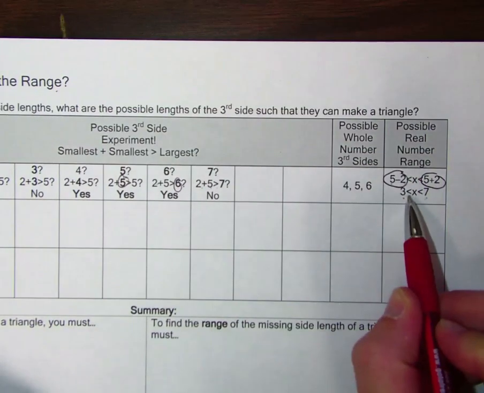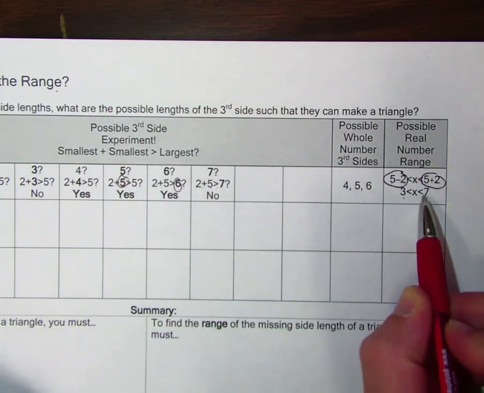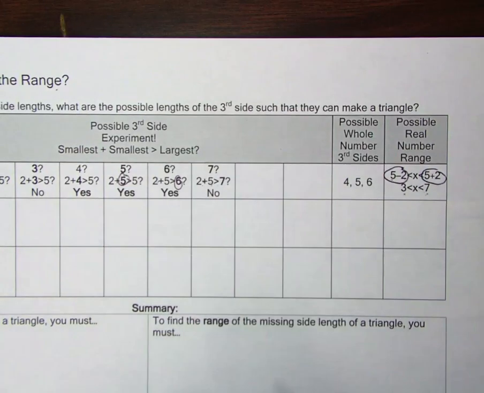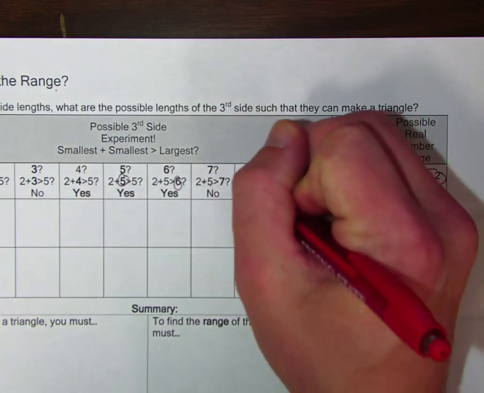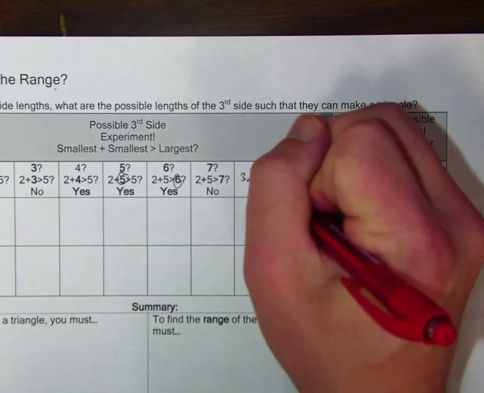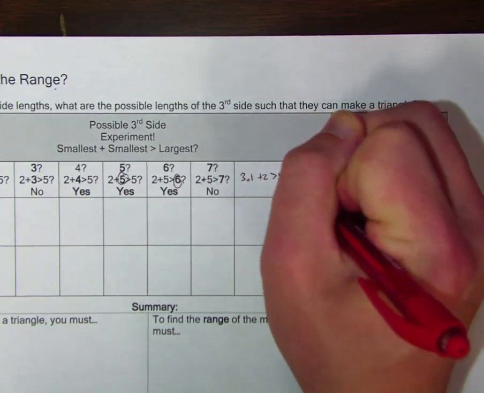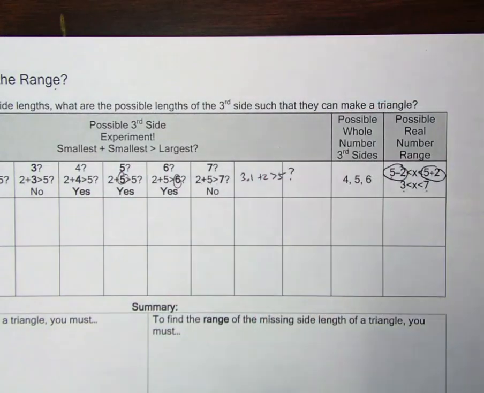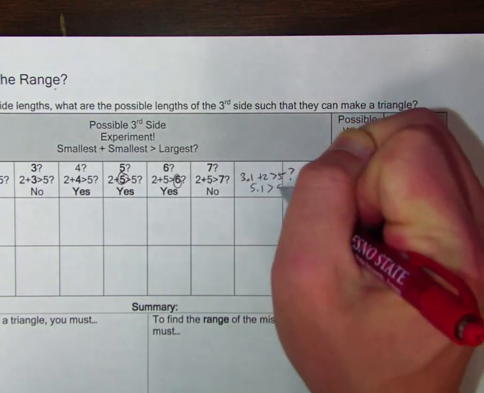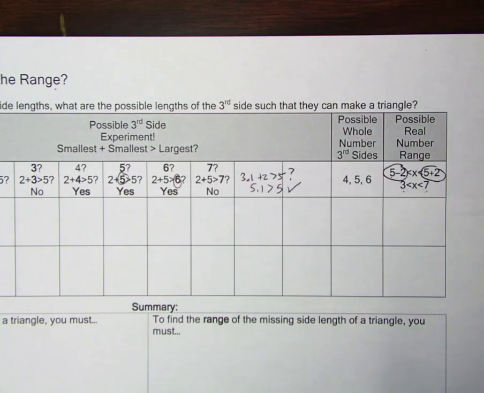3.1, 3.2, 3.3, those all work. 6.9, 6.8, those all work. You just need a little bit more, so when you add them up, it works. For example, let's try 3.1 and 2. Is that bigger than 5? 3.1 and 2 is 5.1. Yeah, that's bigger than 5, but just barely. So the two smallest added up were bigger than the third.